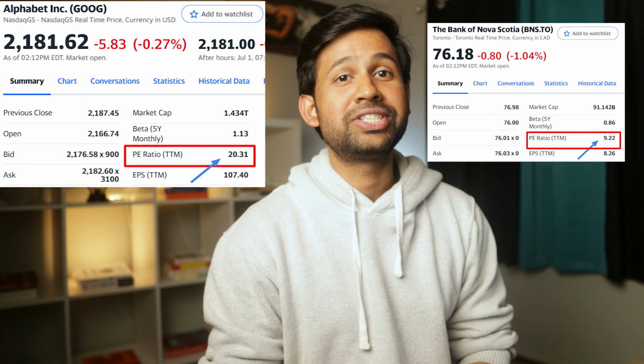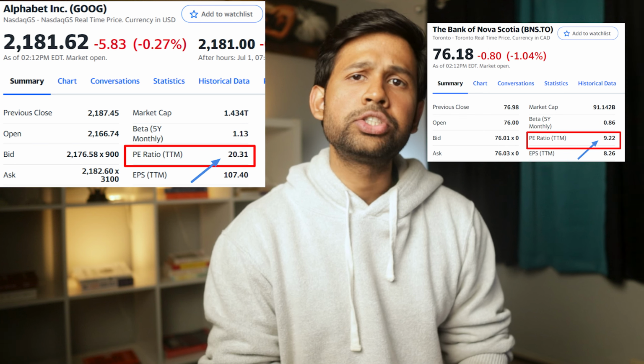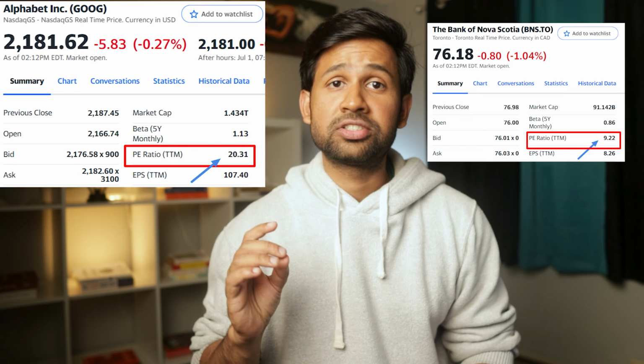Each sector has its range of PE ratios. So if you compare Google's PE ratio with Bank of Nova Scotia, you will see Google will have a higher PE ratio because it's in the technology sector. So when you make each comparison, try to compare companies in the same industry or the same sector. And keep in mind that PE ratio only compares two companies based on earnings and stock price.